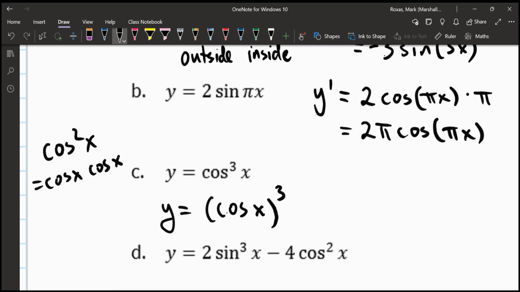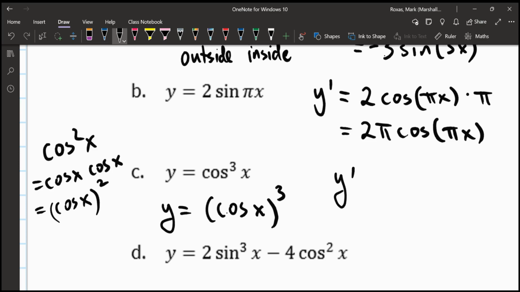Or you could just say cosine in brackets squared. So do that here too. Cosine cubed of x would just be cosine x in brackets cubed. That way it's much easier to see the chain rule, right? You have something cubed, that's your outside function, and the cosine x is your inside function, right?